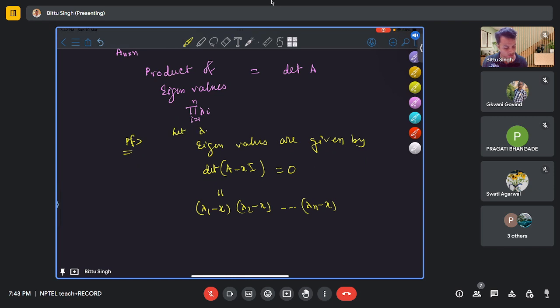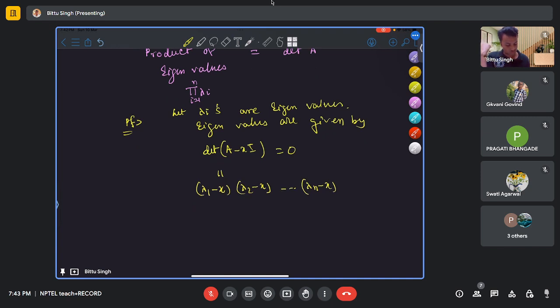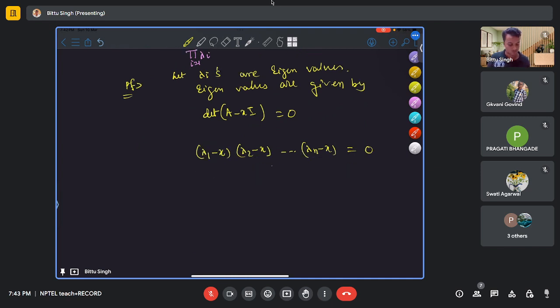Let the lambda i's be eigenvalues. Because each lambda also satisfies this polynomial, if you compare, then these two left hand sides are the same. So we are getting the product of lambda i minus x, i equal to 1 to n. This is actually the same as the determinant of A minus xI. We are getting this equality.